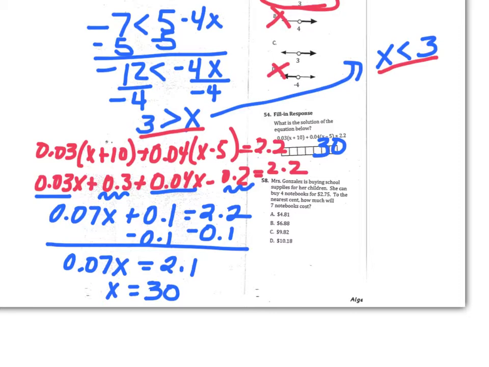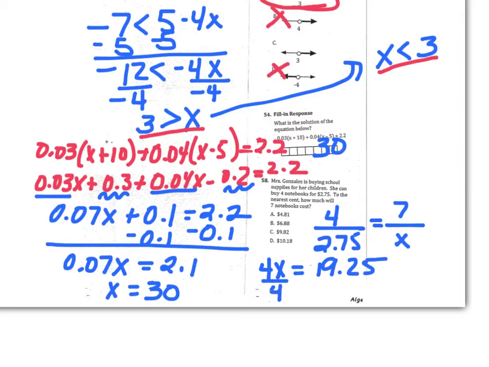All right, number 58 can be set up using a proportion. So I can set this up as 4 notebooks over $2.75 equals 7 notebooks over x amount of dollars. Don't know how many. So the way to solve this is to cross multiply. So you get 4x equals 7 times 2.75. So 7 times 2.75 is equal to 19.25.